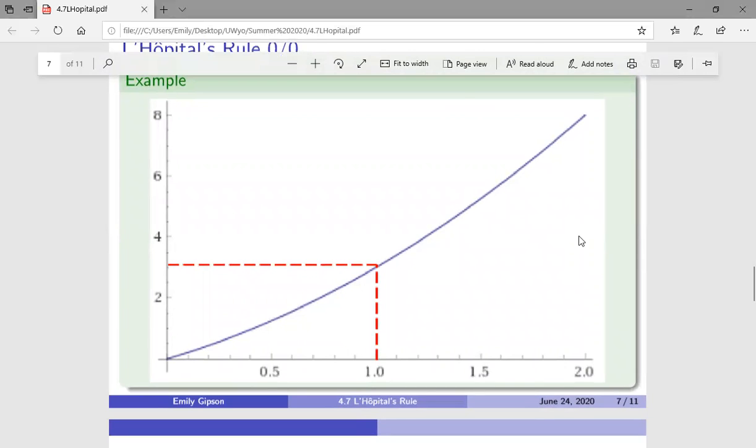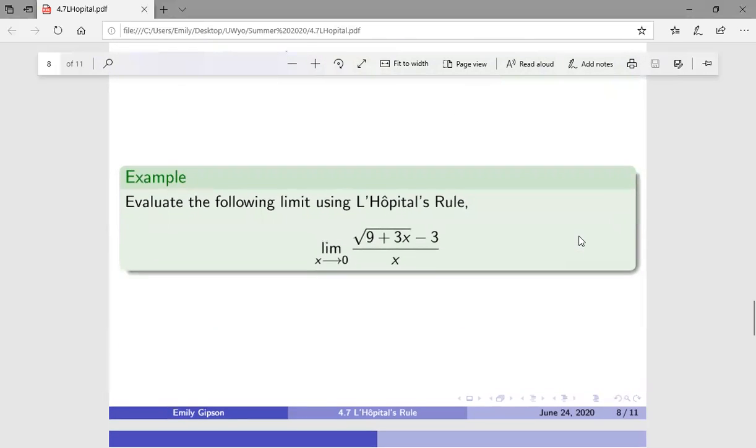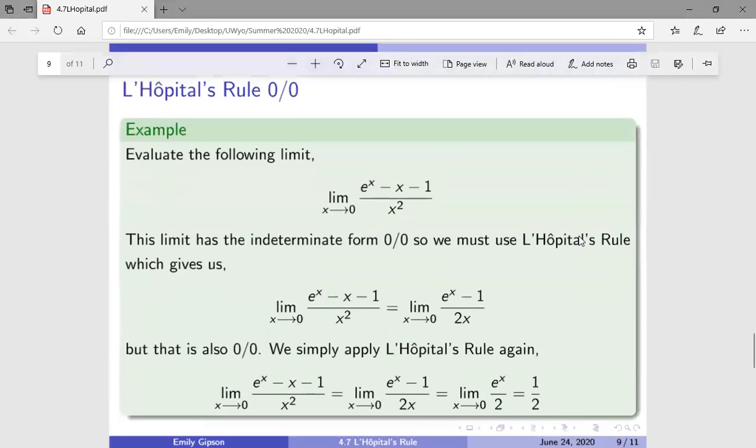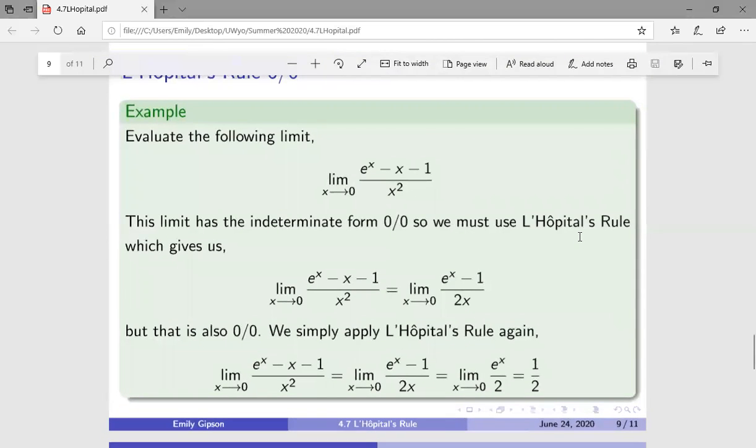So let's try another example. I want you guys to evaluate the following limit using L'Hopital's rule, and it's the limit as x approaches 0 of the quantity square root of 9 plus 3x, minus 3, all over x. So go ahead and try this one on your own. I'm not going to show you the answer to this. I just want you guys to try it. That way you'll see what we get out. Hint, your answer should be 1/2. So see if you can't get that.